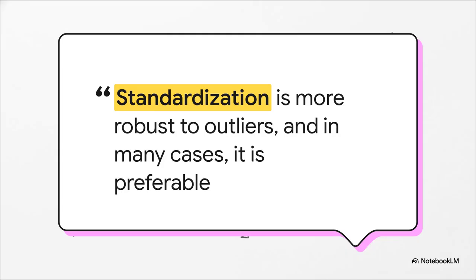Which perfectly brings us to our core takeaway from the source material. Quote, Standardization is more robust to outliers, and in many cases, it is preferable over max-min normalization. End quote. Because let's face it, real-world data is almost never perfectly clean. Standardization just gives us a safer, more reliable baseline that also helps computational algorithms, like gradient descent, converge much faster.